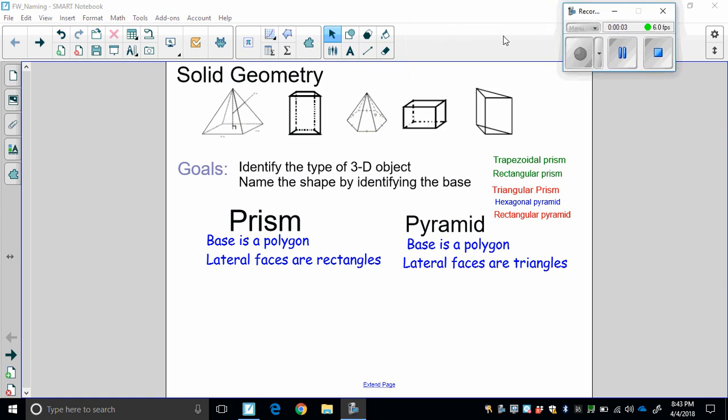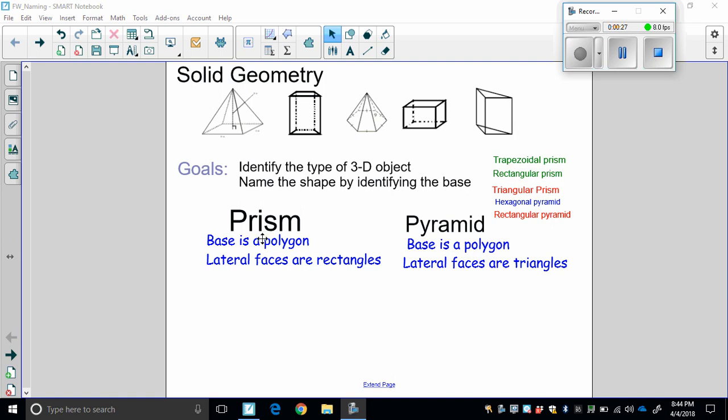This is a lesson on naming solids. We're going to focus in on polyhedrons, and more specifically, we're really going to focus on prisms and pyramids. So across the top of the screen, you see different three-dimensional objects. Some of them are prisms, and some of them are pyramids.